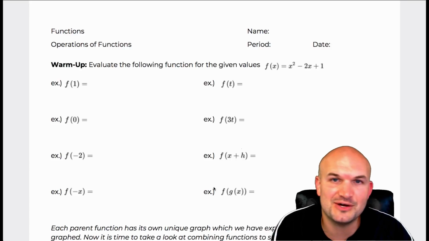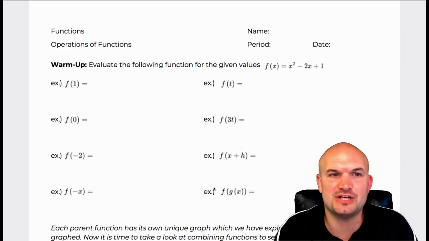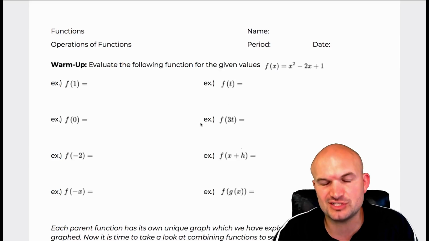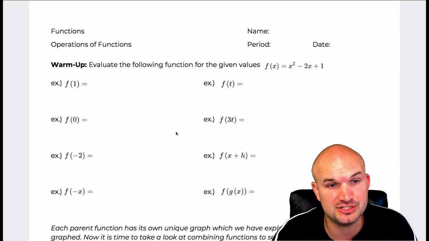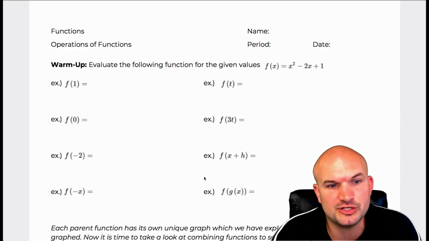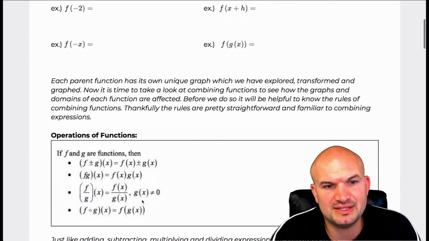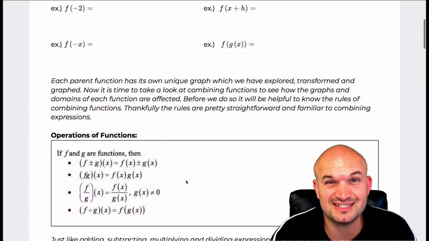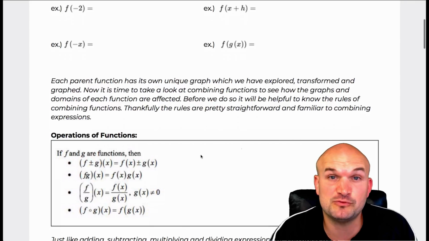Okay, welcome. So now we're going to get into operations of functions. And what I have devised here is a little bit of a warm-up just to get us prepared for the operations of functions. So this is going to be evaluating functions, which, coming into this lesson, should be something you're familiar with. And then I'll talk about the different operations of functions. And also we're going to discuss finding the domain after we've applied the operation.